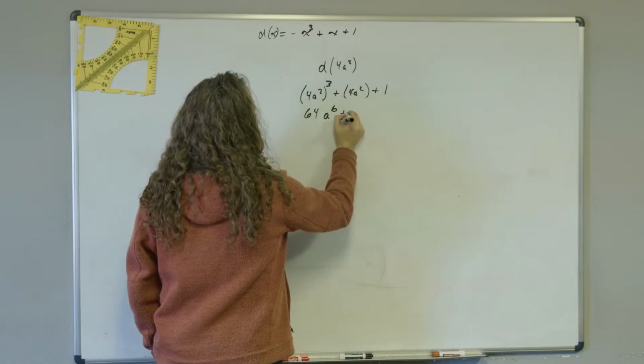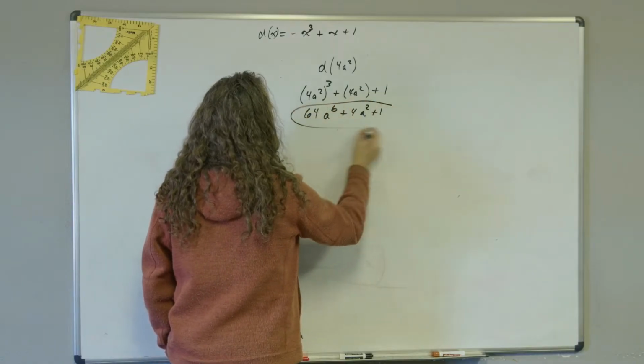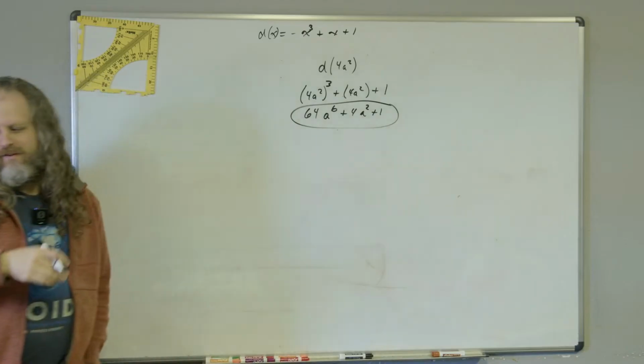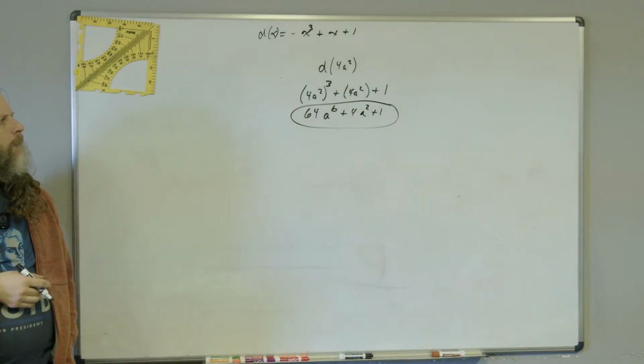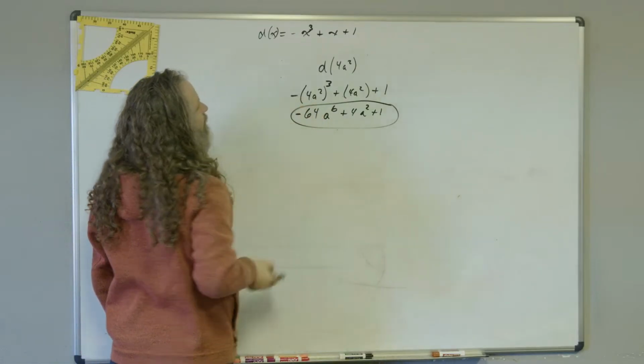They don't combine, there's no like terms, it's all done. Negative 64 because there's a negative on the x up there. Yeah, it would be. I didn't see that when I copied it down. Good catch.